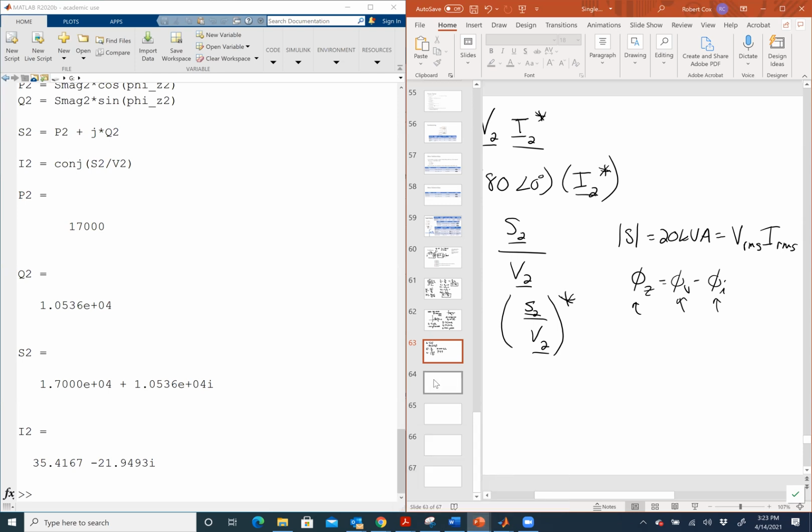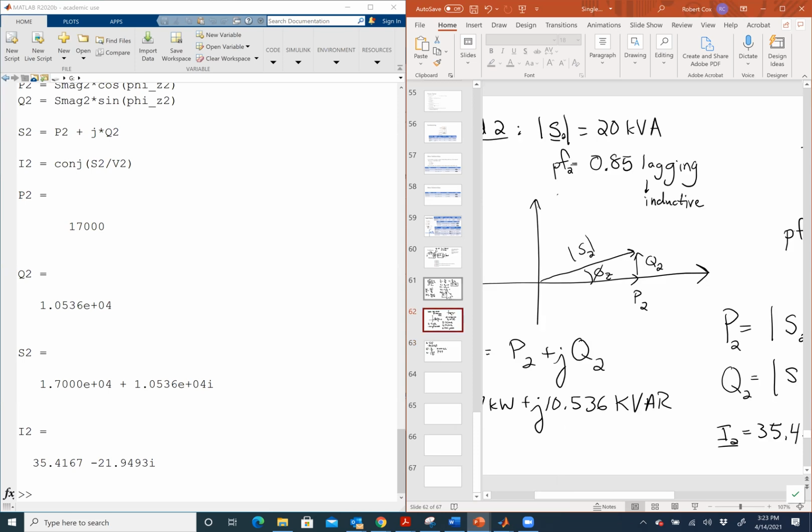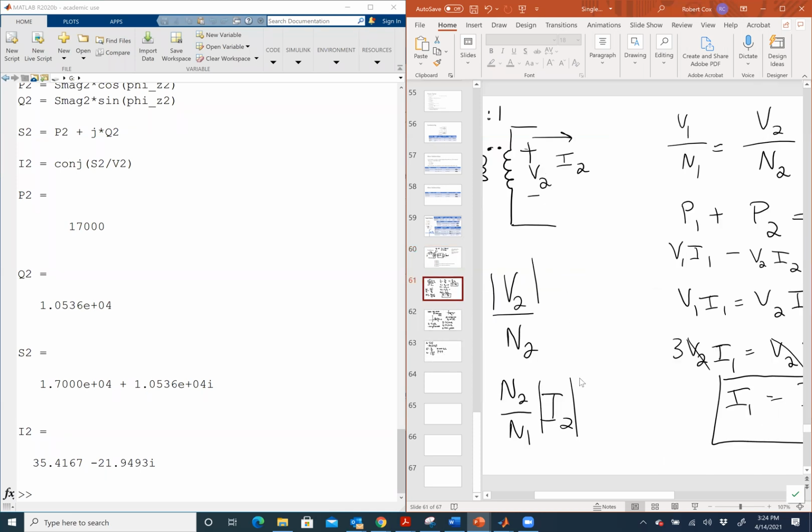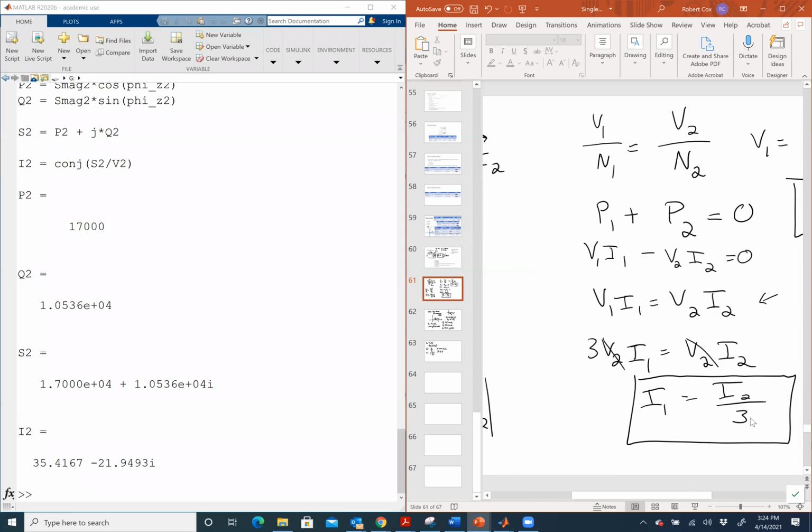All right, so we got that. We got more to this question. Let's go back to the original question. I said determine I2. Now I want to know I1. Looking at this picture, where is I1? How would I figure it out? I1 is the current into the primary of the transformer. I know I2, the current into the load, is the secondary of the transformer. Couldn't you just use the turns to find them? Sure can. So we figured out that I1 is equal to I2 divided by 3.